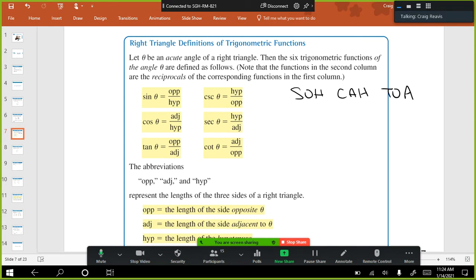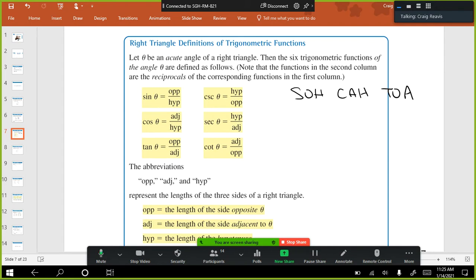SOHCAHTOA. This is what we used to remember from that triangle how to find our ratios for sine, cosine, and tangent. Sine is opposite over hypotenuse. Right here is our SO. Cosine is the adjacent side over the hypotenuse. And the tangent is the opposite over adjacent.